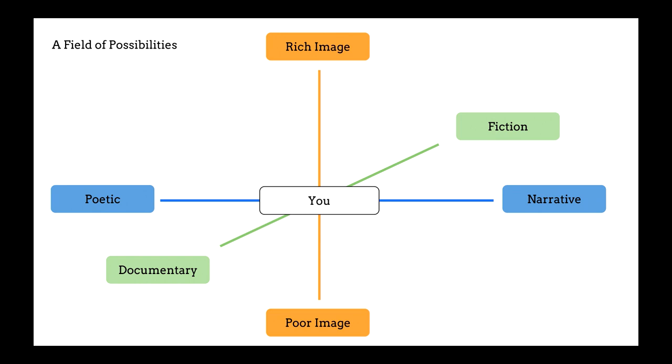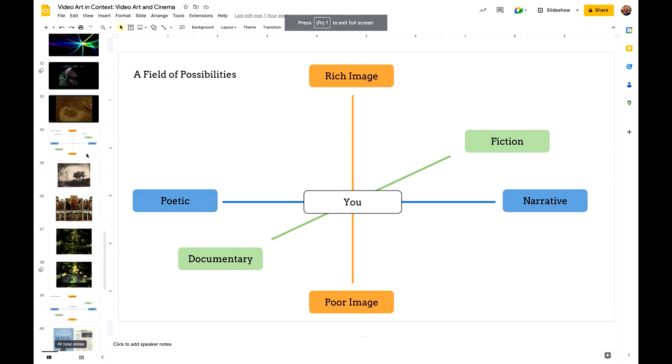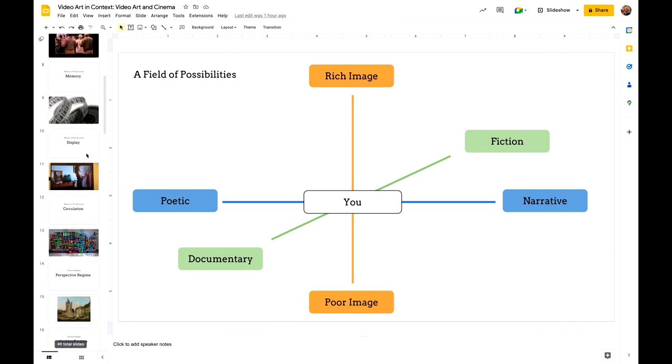So with that, you're in the center of this space of rich image, poor image, poetic narrative, documentary, and fiction. And the question is not only what you see in a movie, but what you see in your life, and where do you position yourself as an observer relative to what's happening to you, and what kinds of images about yourself do you put out in the world, and how do you replicate power structures by doing so. And not to be too theoretical, we're now going to go to an example of this that we just created.